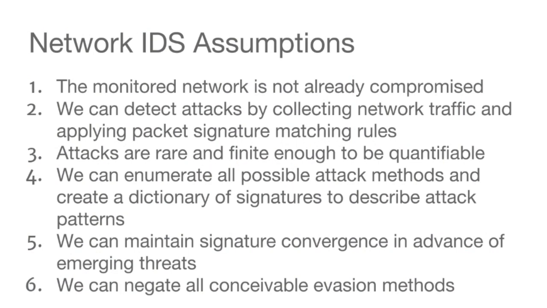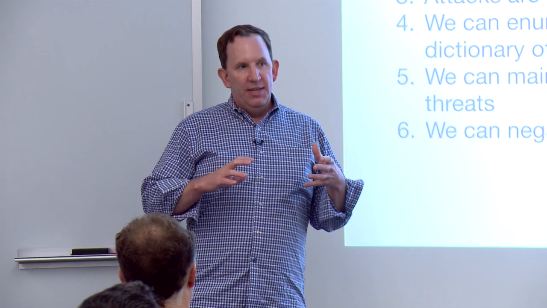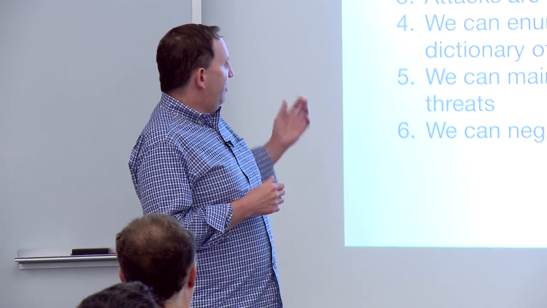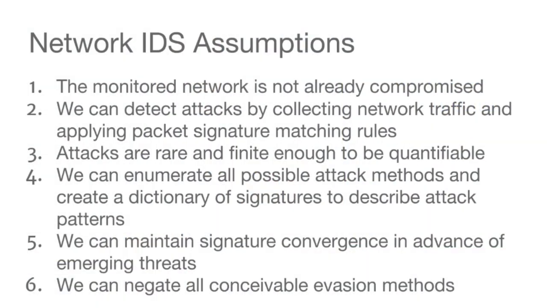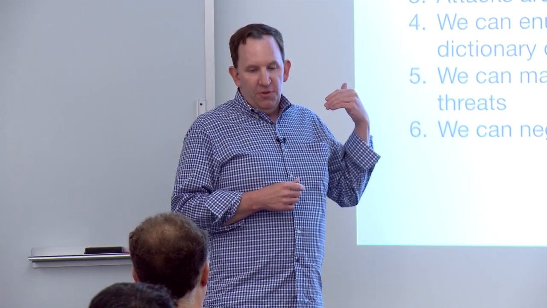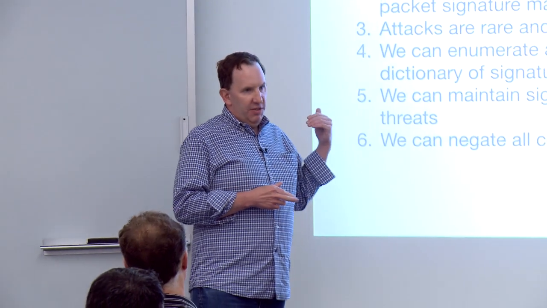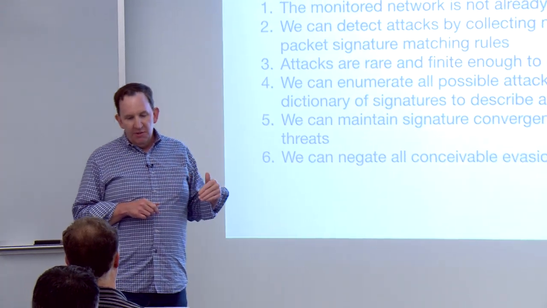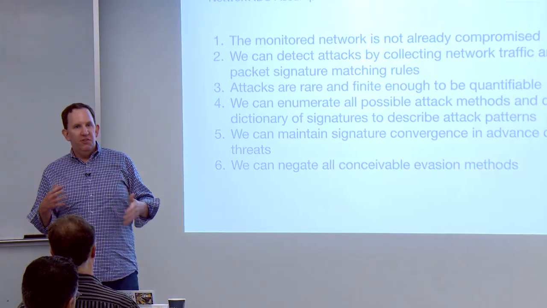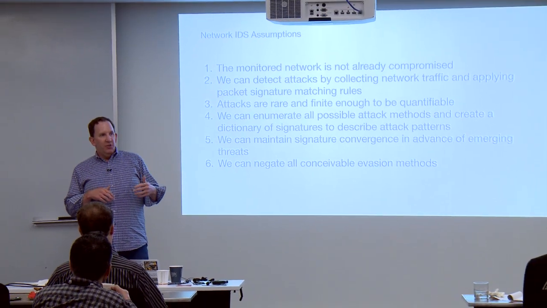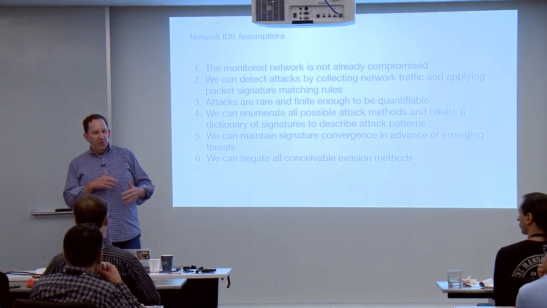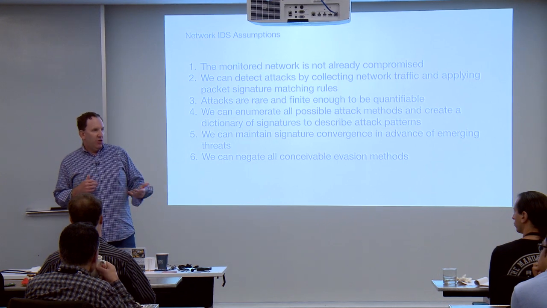There are assumptions that attacks are rare and finite enough that we can make a dictionary of attacks. We can make a dictionary of signatures and code that describe attacks that we can identify by looking at network packets. We can maintain the signature dictionary faster than new threats can emerge, or we can keep pace with them. And finally, we can negate evasion methods. Evasion basically means, sometimes if you do a pen test, you'll see that they'll start doing interesting things, encoding their data or doing creative things, so that the IDS or the web application firewall or whatever technologies you have don't actually detect what they're doing. Those are called evasion methods.